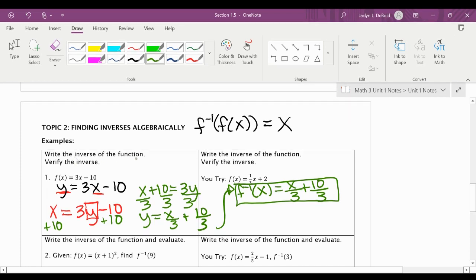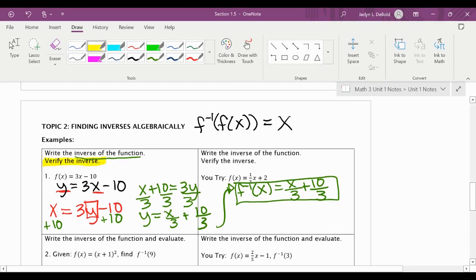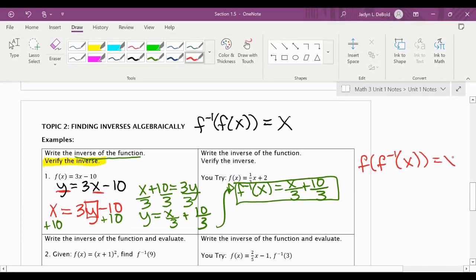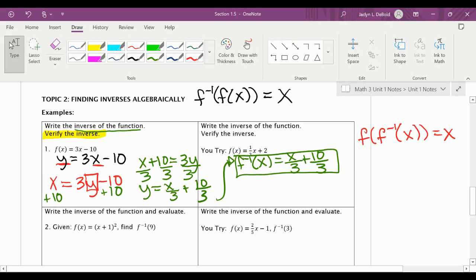Sometimes it also asks you to verify. So verify means that's a different step. That's if I actually make a composite and see what I get as my final answer. So if I was to evaluate f of the inverse and substitute it in, you can check that it works for both of them. I'm just going to check it for one of them, but you could do both if you want. If you evaluate the inverse in the function, it should just come out to be x. So I'm going to go ahead and substitute that in.